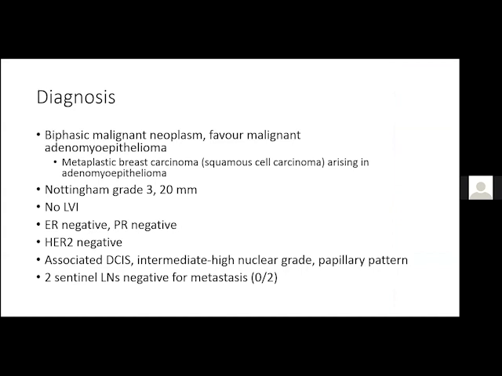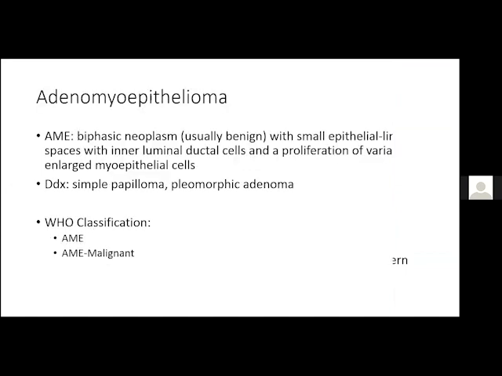So this is a biphasic malignant neoplasm, and we favored a malignant adenomyoepithelioma with associated metaplastic breast carcinoma with mostly squamous features arising in the adenomyoepithelioma. It's Nottingham grade 3. The lesion overall was 20 millimeters. The tumor was triple negative with associated DCIS. 2 sentinel nodes were negative for metastasis.